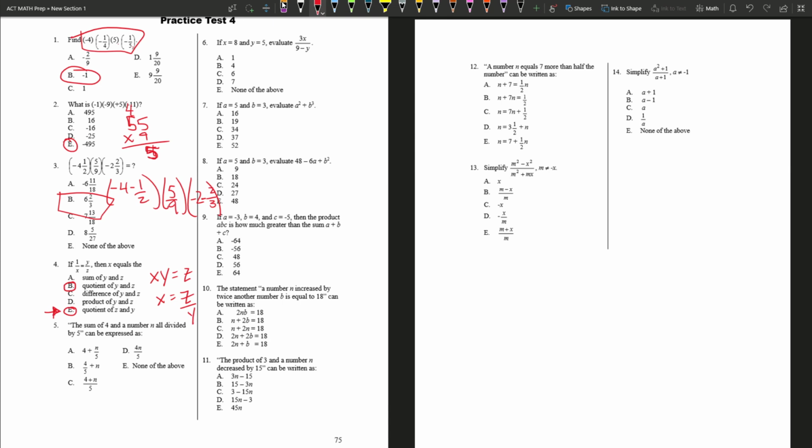All right, so I would write it out in a calculator like this. And I know it's a little bit kind of jumbled together, but that's how you write that in a calculator. All right, number 5, the sum of 4 and number n all divided by 5 can be expressed as what? Yep. You got E, Apple. Liam, what'd you get for number 5?